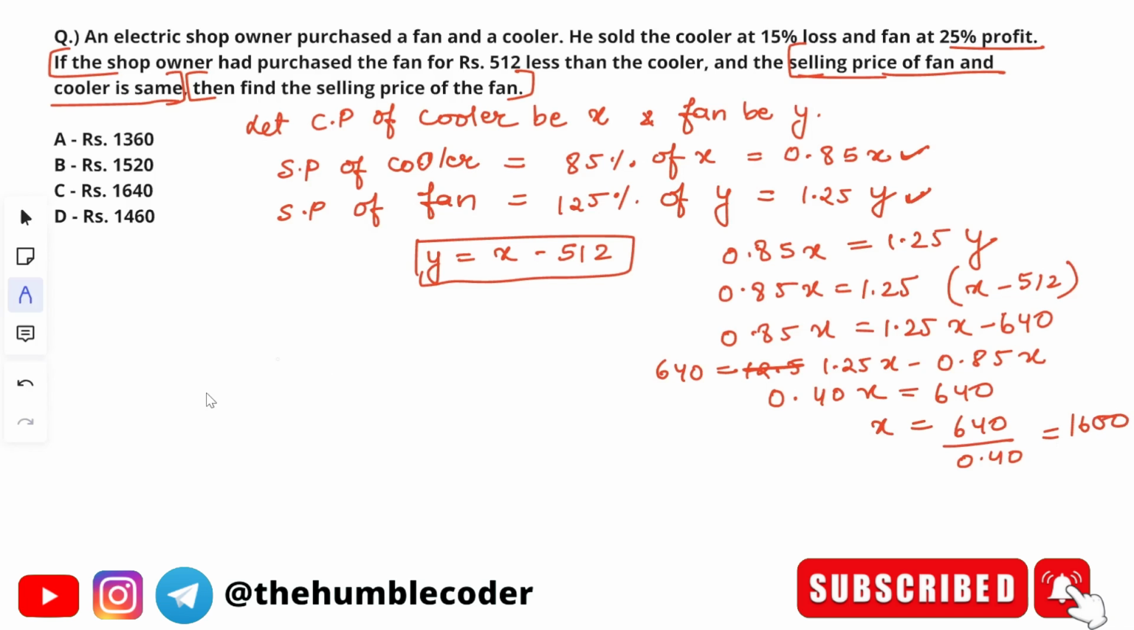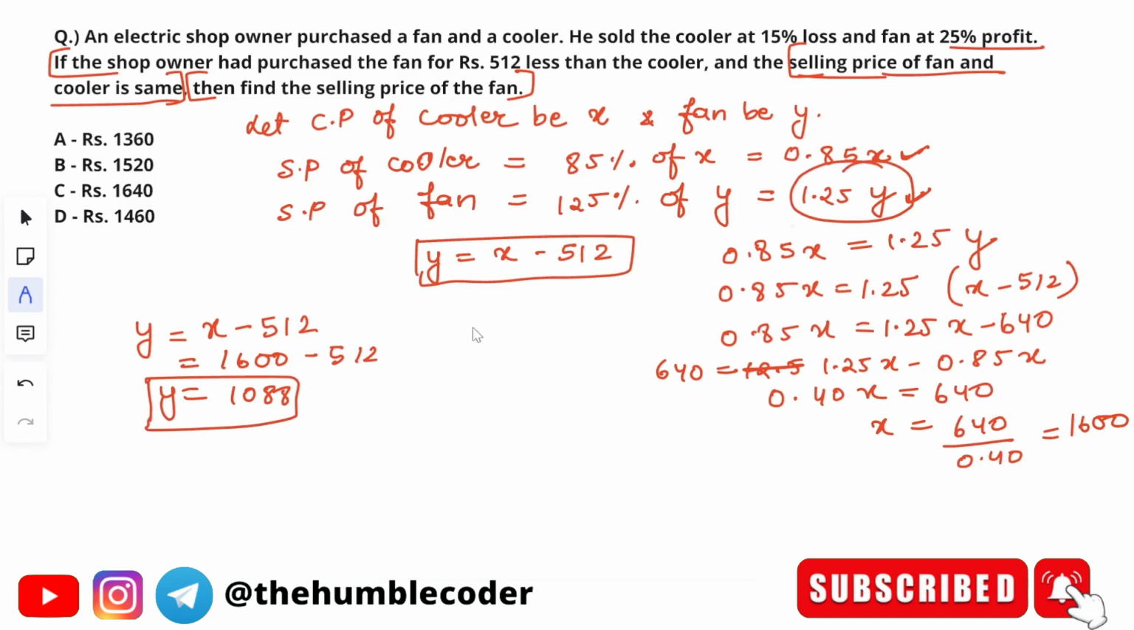Now this value of x, 1600, we will put in here, in our y equation. So the y value is x minus 512, that is 1600 minus 512. This is going to give us how much? 1088. So we have now found the y value. I told you at the start of the question, if we find the y value, we can find the selling price of the fan, because we have already found the selling price of the fan in terms of y. So the selling price of the fan was 1.25y.